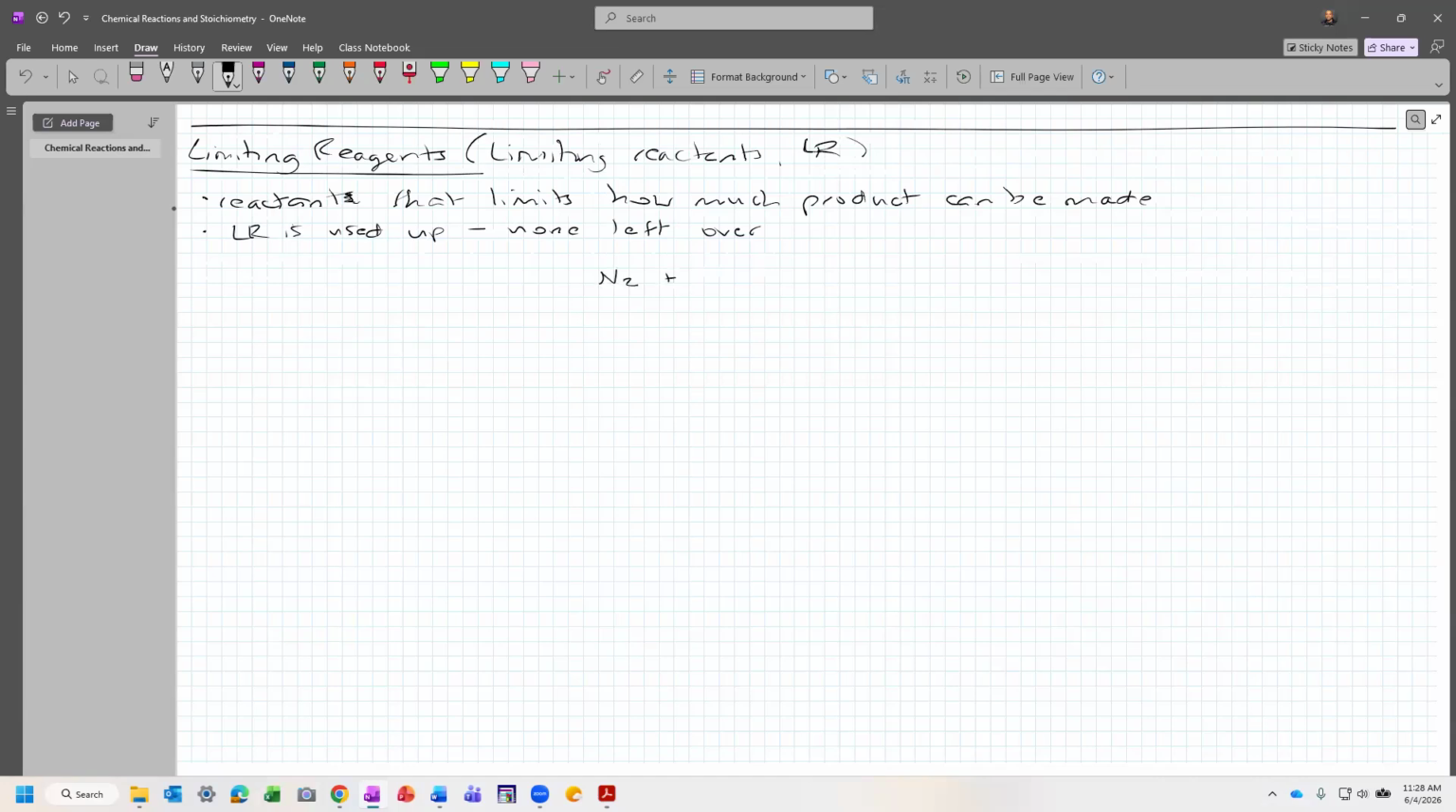So let's take a look at an example. We'll use the same reaction we've used previously, N2 plus H2 to give NH3. We have our balanced equation. We need the 2 and the 3, and then remember we have 1 in front of the N2.